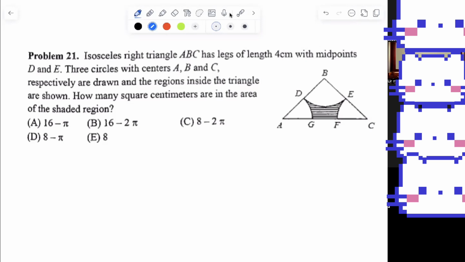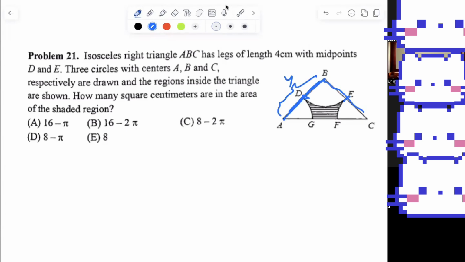Okay, so let's just get started with this question. First off, how would we solve this problem? Notice that they say that the sides are equal because it's isosceles. That's a key thing to know. And then legs of length 4 centimeters, meaning that this is 4 centimeters in total, right over here. Three circles under A and B C are drawn in the region inside of the triangle as shown. How many square centimeters are in the shaded region?